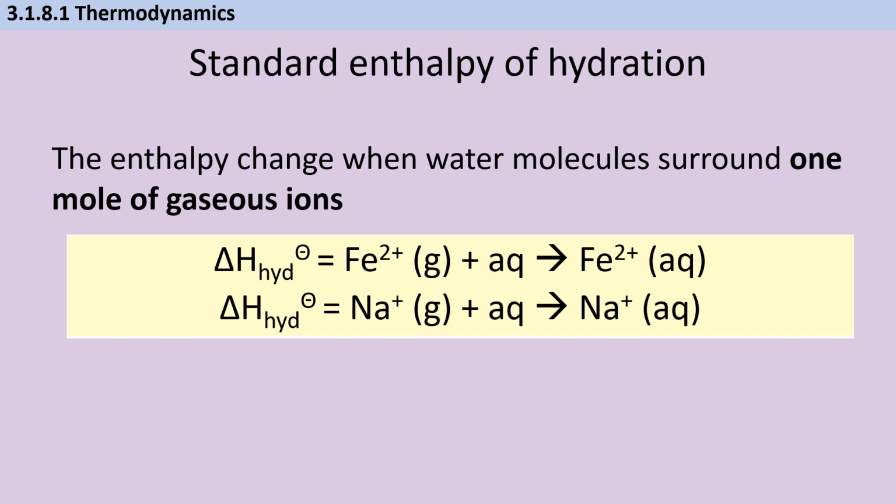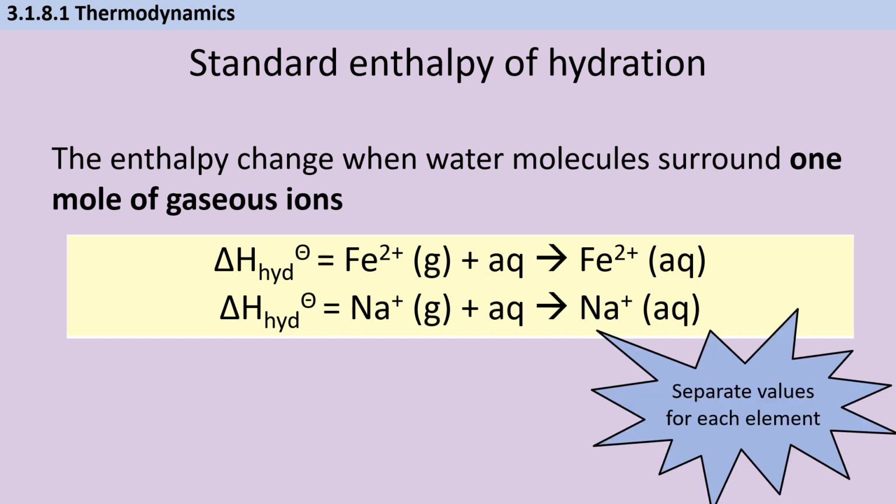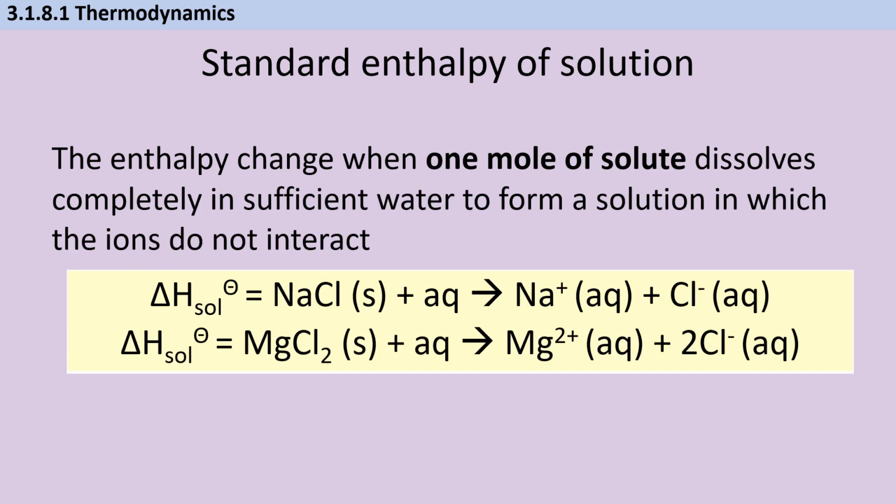The enthalpy change of hydration is when water molecules surround 1 mole of gaseous ions, and this is going to apply to a specific element, so you need separate values for each element in the compound. We use AQ for water because this isn't water that's taking part in a chemical reaction, it's just making the ions aqueous.